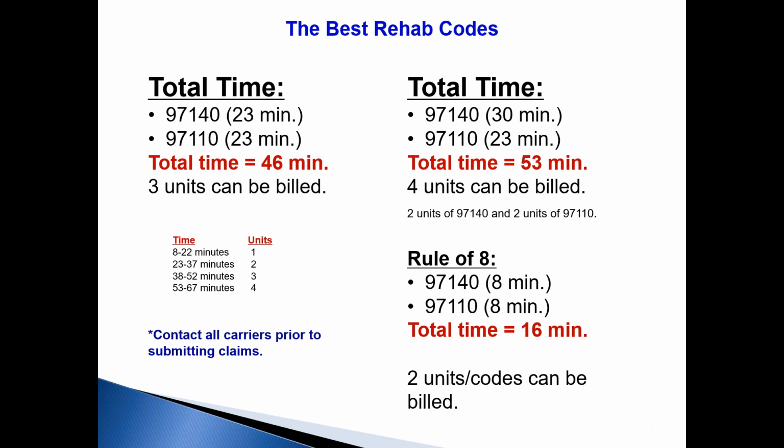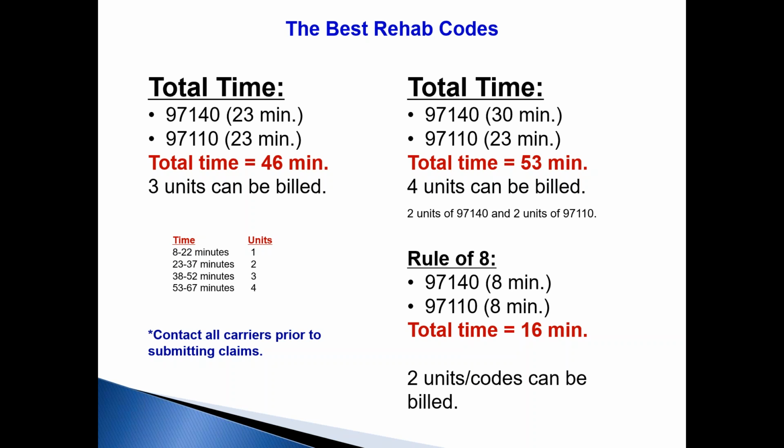But I just want to share with you how to calculate these units. So just think about it. If 2 units is a minimum of 23 minutes, so let's say you do 97140 for 23 minutes, and then you follow that with 97110 for 23 minutes.